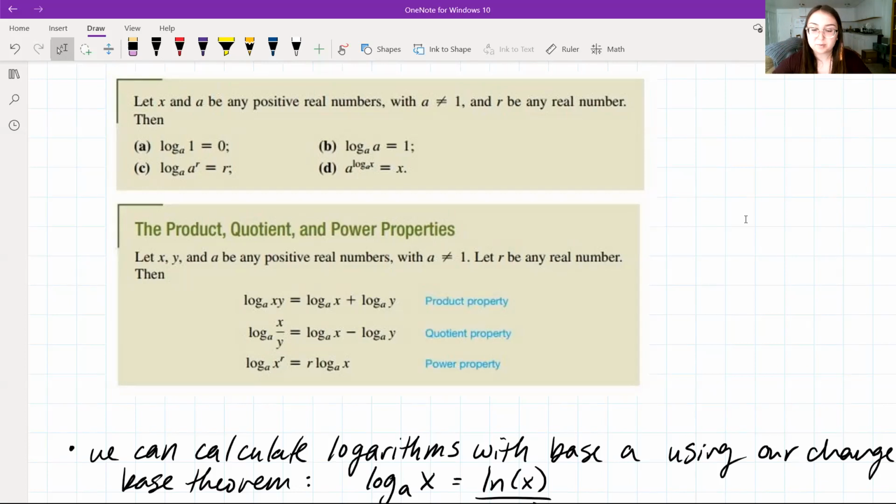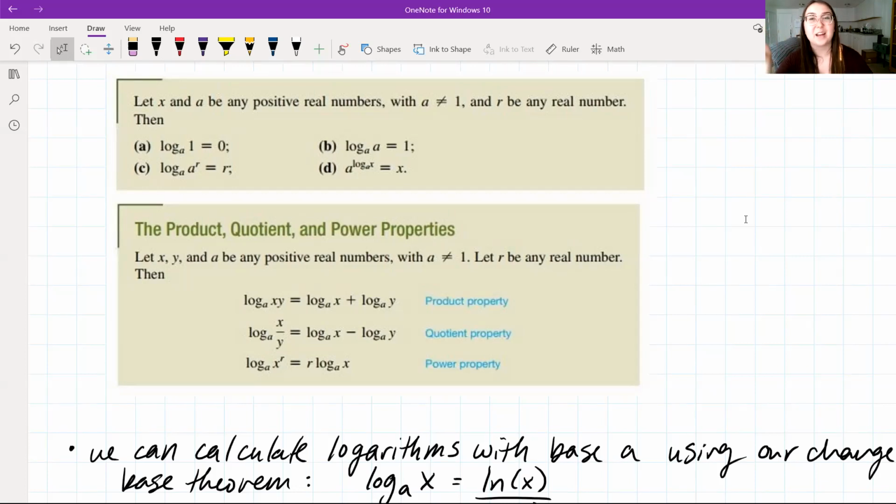All of these properties that we just had work both ways. So if you have log base a of x plus log base a of y, you can turn that also into log base a of x times y. Same thing goes for log base a of x minus log base a of y. You can turn that into log base a of x divided by y. And if you have r times log base a of x, you can turn that into log base a of x to the r power. So these properties that we see work both ways.